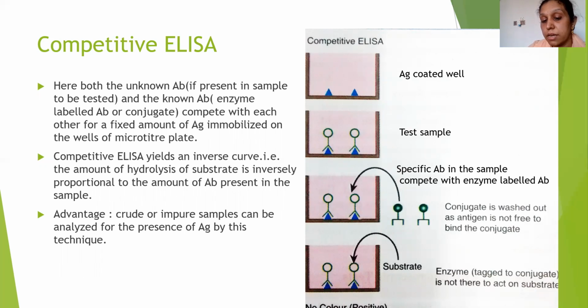So if we add substrate, color won't be produced. So what's happening here? Both the unknown antibody and the known antibody compete with each other for a fixed amount of antigen immobilized on the wells of the titer plate. So competitive ELISA yields an inverse curve, that is, the amount of hydrolysis of substrate is inversely proportional to the amount of antibody present in the sample.